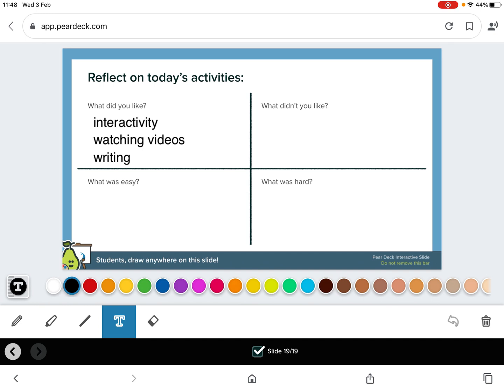Okay, and then you were asked to reflect on today's activities. Lots of you keep skipping this question, but if you don't give me any feedback about what you're enjoying and what you don't like, or what was easy and what was hard, then I can't really change anything. So you like the interactivity. So you're still enjoying Pear Deck, which is good to know, those of you that said it. And actually having some videos to watch instead of just reading yourself is something that people are enjoying. And some people have enjoyed writing today.